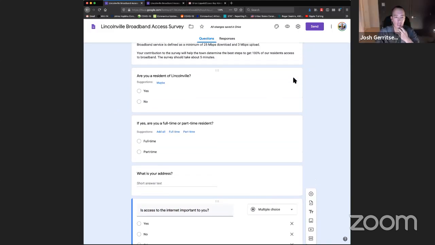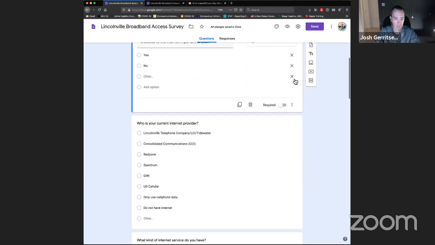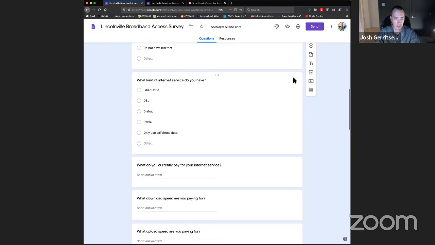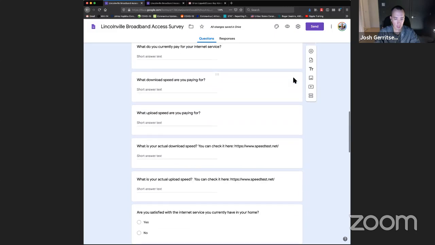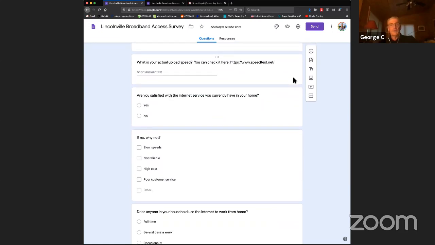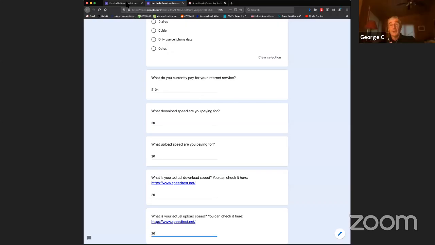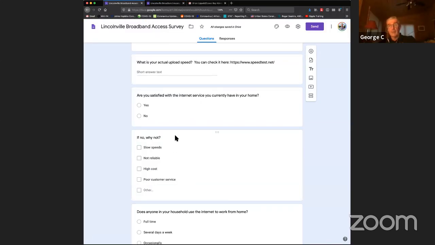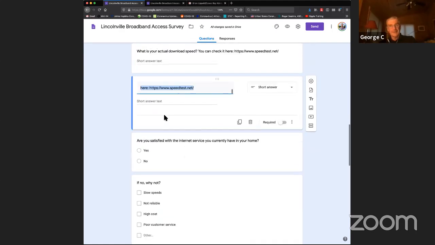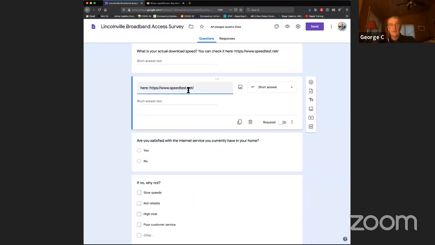Okay, so is access to the internet important to you? Yes, no, other. We went over these: download, upload. Are you satisfied with the internet? If no, why not? Just a question, Josh, when we talk about the speeds, do we want to somehow say what the units are? Do we assume that is 20 megs or 20 gigs? Obviously there's a huge difference, but I think the average person like myself would say, how many gigs am I getting? I don't know, I just signed up for it. So at least saying what the units are would be helpful.